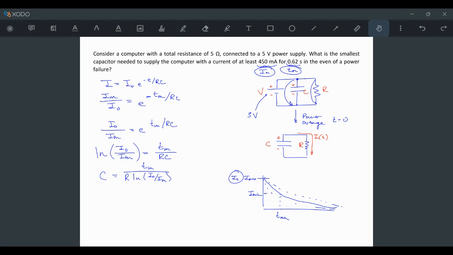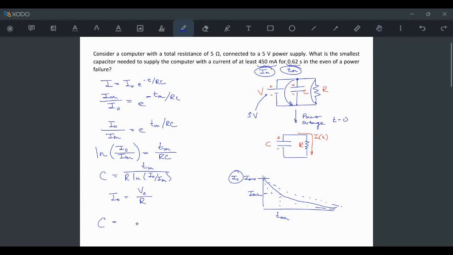When the power supply is disconnected, initially we still have 5 volts on the capacitor. It maintains that voltage as long as it can while it starts to discharge. That also means there's 5 volts across the resistor. So we can just use Ohm's law to figure out what this current is. What this really means is that I naught is equal to V naught divided by R. That's just the initial voltage that the capacitor was charged up to, 5 volts, divided by the resistance which the current is passing through.